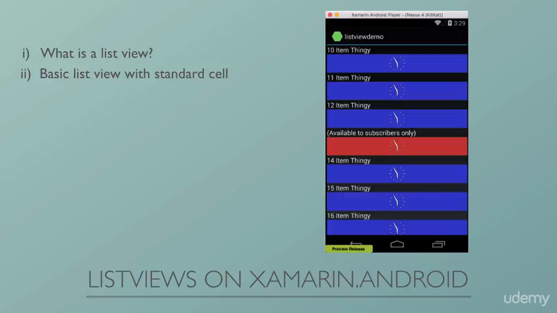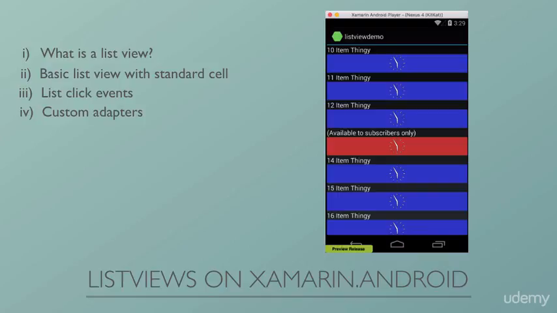Then I'm going to construct a very basic list view with a standard cell. So we're going to make a list view in 3 lines of code using standard Android methods. We'll look at how to create list click events, so how to make an action happen when you click an item.